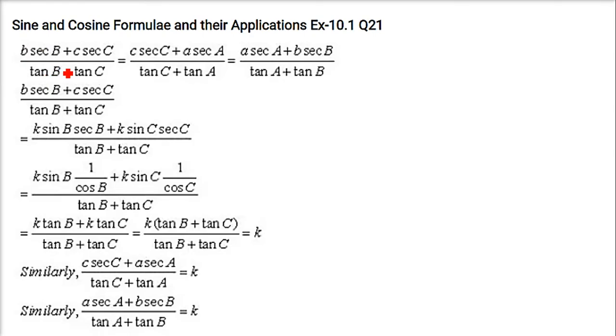So we have this term. And let us prove one of these, so you understand how to prove the others. First take b sec b plus c sec c by tan b plus tan c. Now here, b can be written as k sin b, we know by the sine formula. c can be written as k sin c. Now take this sec b, I am writing it as 1 by cos b. Similarly, this sec c, I am writing as 1 by cos c.